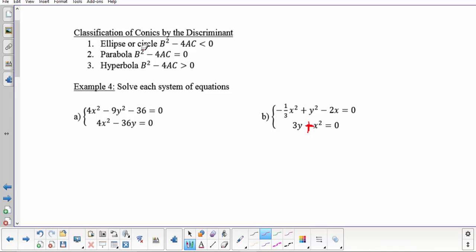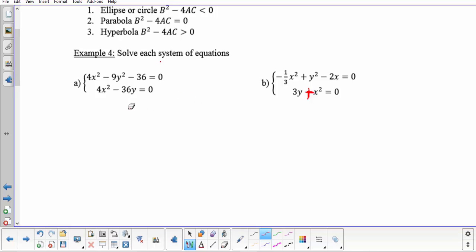So we're going to solve each system of equations. Before we get started, for example B, I have a typo, so we need to make sure that this minus sign in between the 3y and the x squared gets changed to a plus sign. When we're solving systems of equations, there's 2 main methods we use. The first one is elimination, the second one is substitution. If we look at this equation, I have 4x squared and 4x squared, so it seems like it would be a good one for elimination, because if we were to subtract our 2 equations, we can eliminate the x terms.